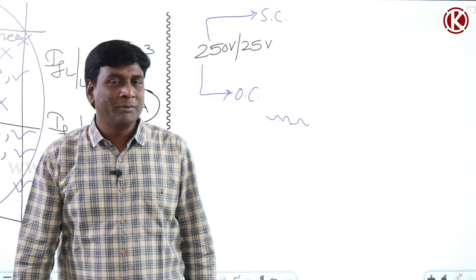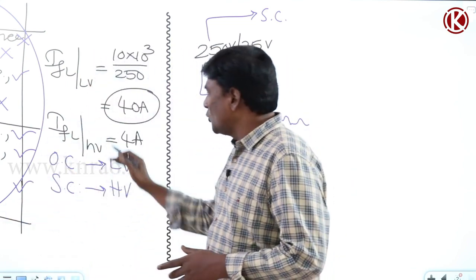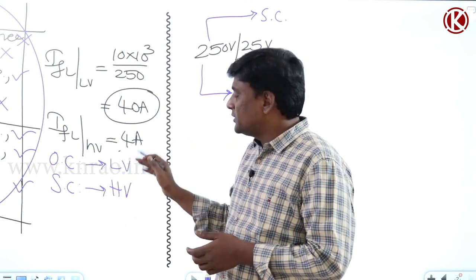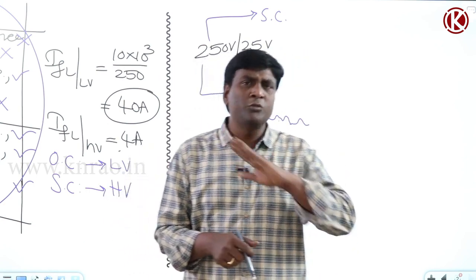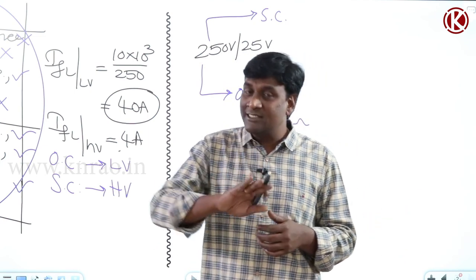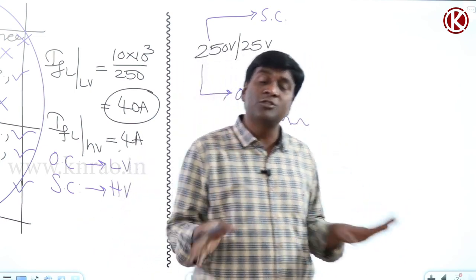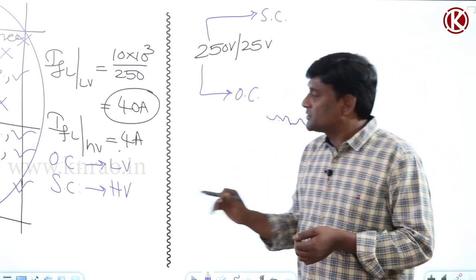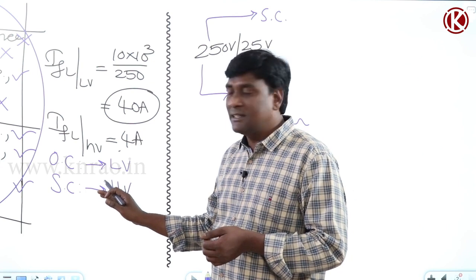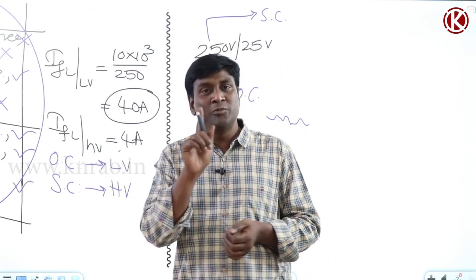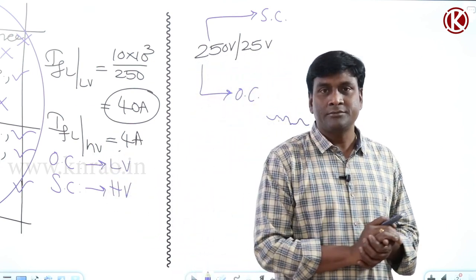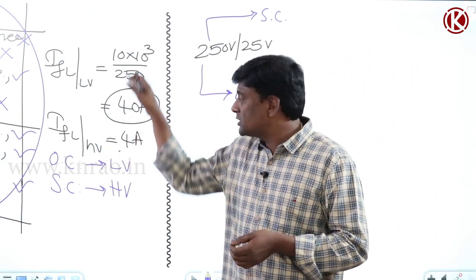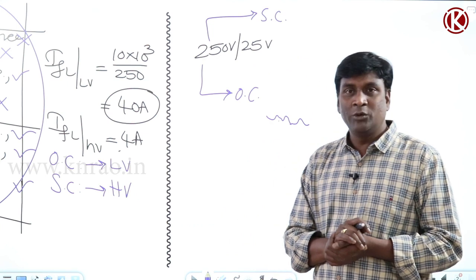Why? Because whatever conclusions we got here, they are not thumb rules. So it is wrong to say OC test always should be conducted on LV side and SC test always should be conducted on HV side. Depending upon the application, how you concluded this: depending upon availability of measuring instruments and sources only, you decided this.